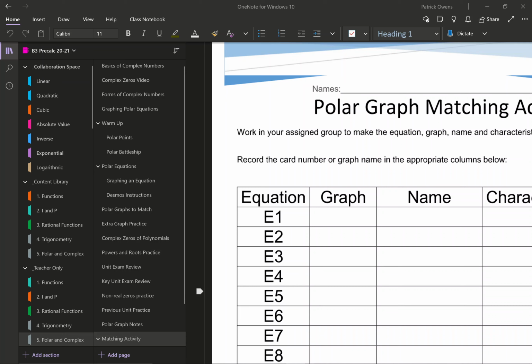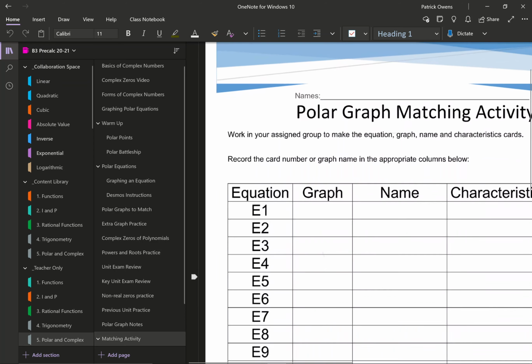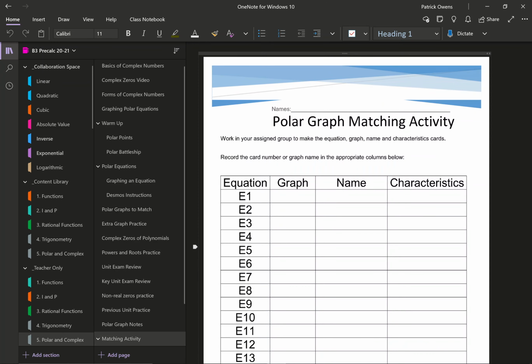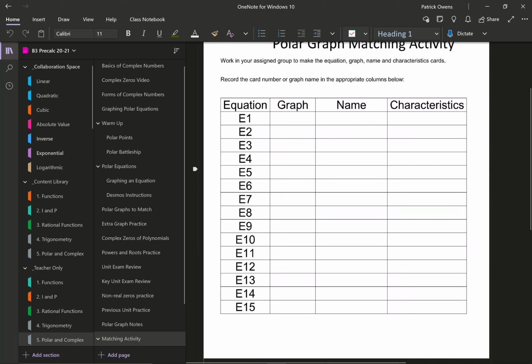Hello, today we're going to take a look at practicing polar graphs by doing a matching activity. This can be found in a PDF on It's Learning, and if you would like to try this out and then come see how you did, that's okay. If you want to just walk through how I would do it, that's fine too. So we have 15 equations, graphs, then the names and characteristics.